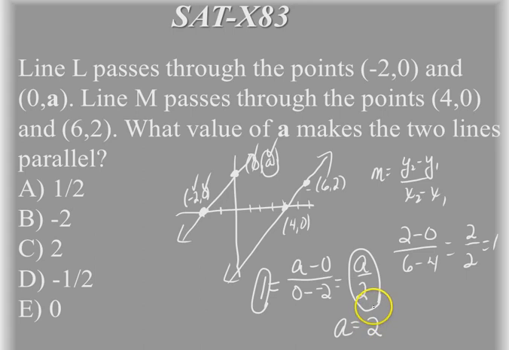So quite a few little steps to go through, but it's pretty basic as far as knowing the fact that parallel lines have the same slope. Answer 2 is choice C. SAT example number 83 done.